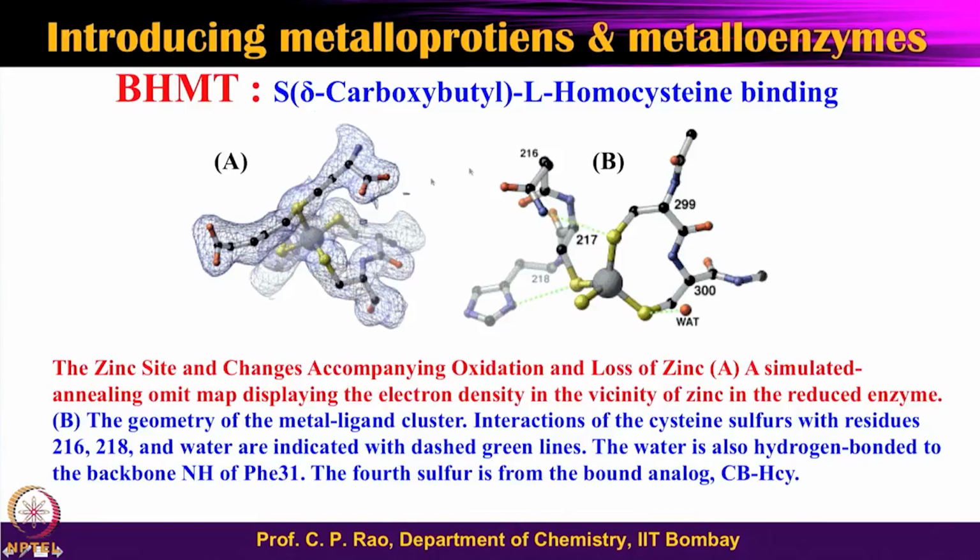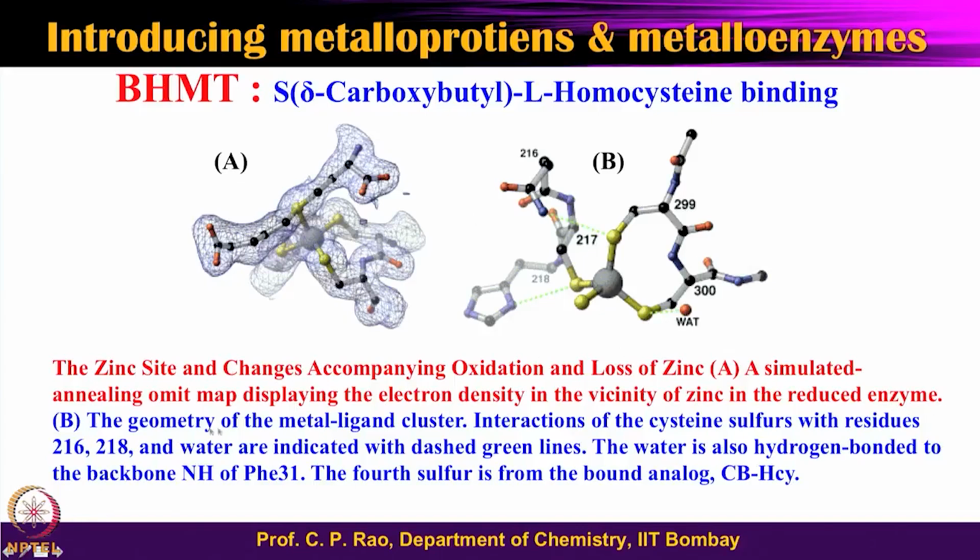So, the same thing shown over there for the carboxybutyl homocysteine binding, both things, and then it will undergo. This is not very important because I have already explained it to you. Okay, the zinc site and changes accompanying the oxidation and the loss of zinc, this is A, and that means zinc is basically out of the coordination sphere. This is a simulated annealing omit map that will show you where the zinc was supposed to have been during the displacement, and this is the electron density map in the vicinity of the zinc in the reduced enzyme.